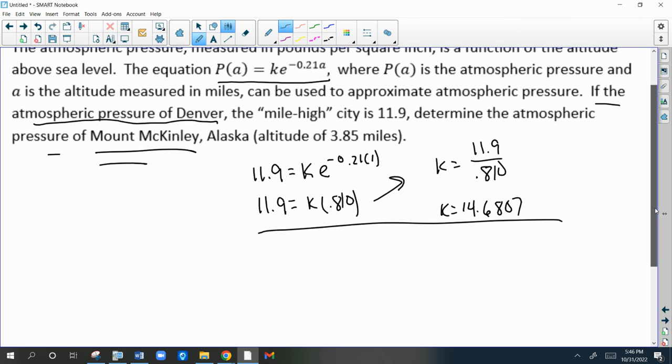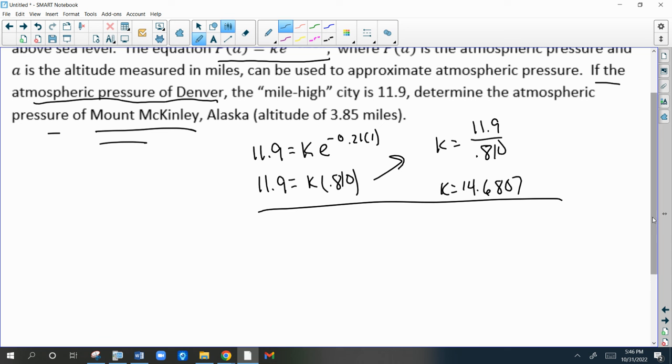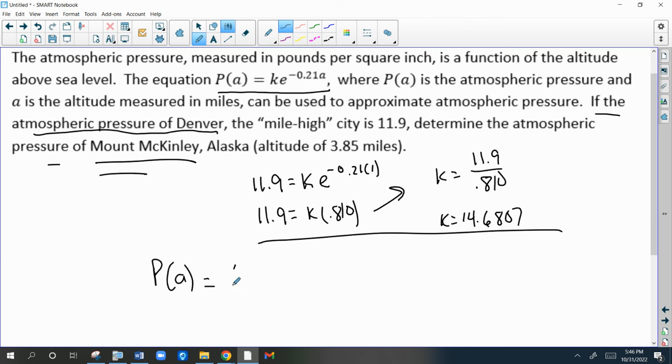The question is, what's the atmospheric pressure of Mount McKinley? So our equation is P of A equals K, which we just said is 14.6807, e to the negative 0.21A. Now it says the altitude of Mount McKinley is 3.85. So I'm just going to substitute that 3.85 in for A. And that's it. Now I can just figure out the atmospheric pressure just by typing this in the calculator.